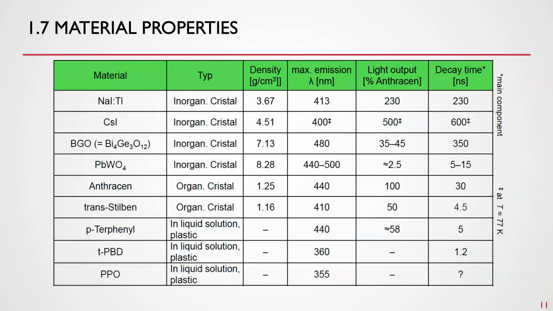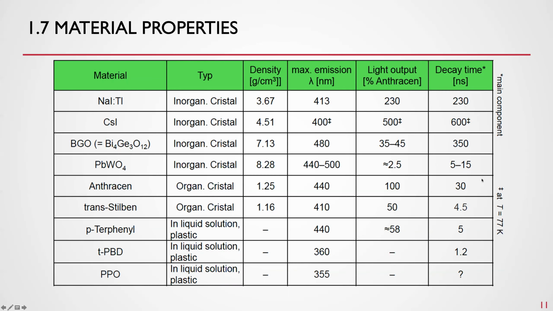Table of material properties. Important characteristics are the decay time. That's particularly relevant for colliders. Sodium iodide is also used for dark matter experiments that have a very low event count, so a very low rate, and then the decay time is of course less important. Lead tungstate is an inorganic crystal. It's the choice for the calorimetry of the CMS experiment. The decay time is 5 to 15 nanoseconds. Bunch spacing of 25 nanoseconds, so it is barely okay. It is okay.